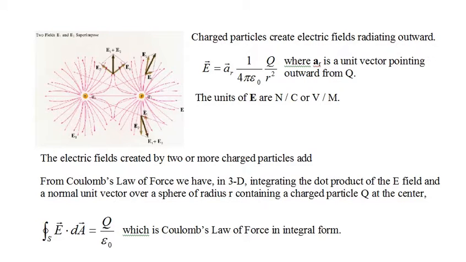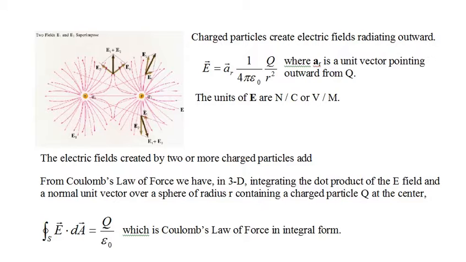We can imagine that a charged particle creates an electric field that extends outward from the particle as shown in the diagram. The magnitude of the electric field at a distance r from the particle is given by 1 over 4 times pi times epsilon sub 0 times q, the charge on the particle, divided by r squared. When there are two or more particles, the fields add.